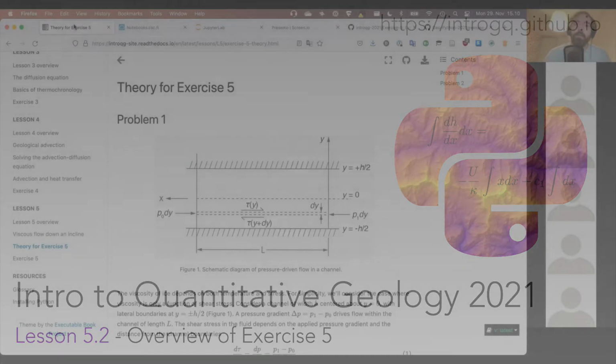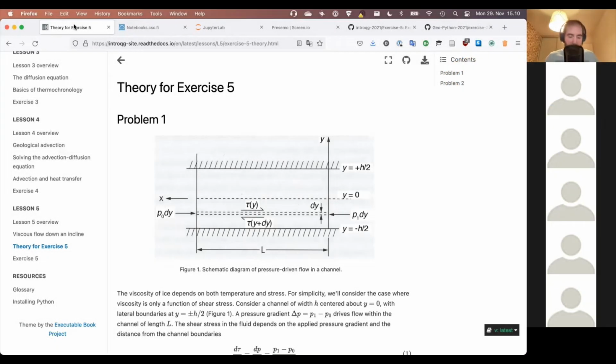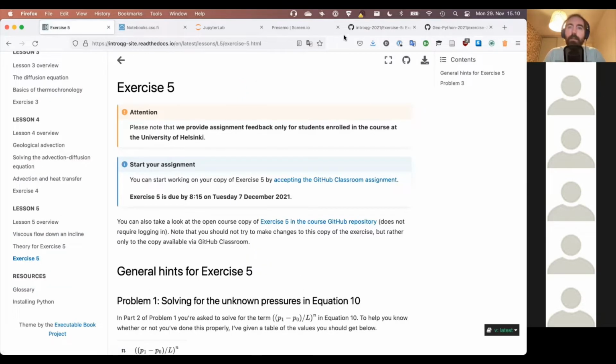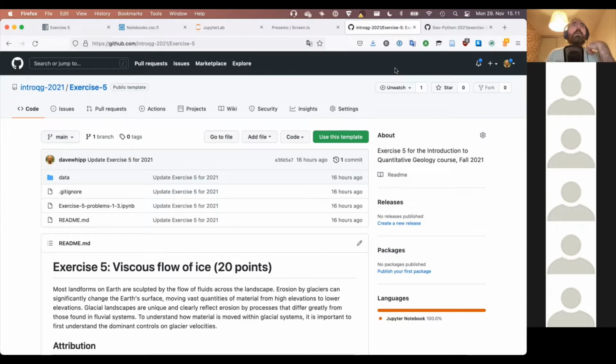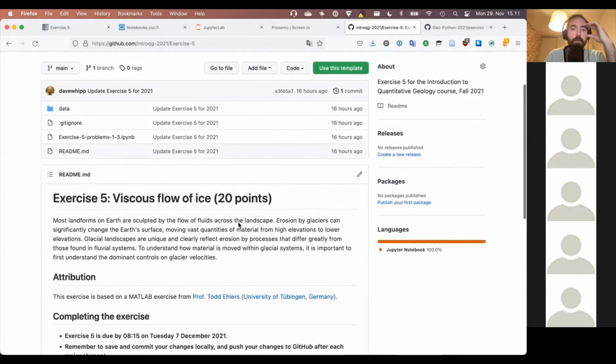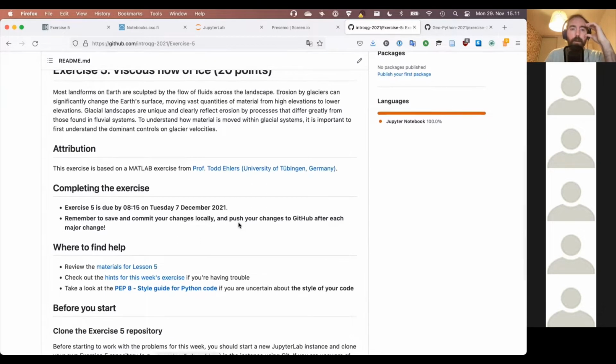Okay, I have 10 after here, and I suppose it's probably good for us to continue, and we can do that by having a look here at exercise number 5. So this is, oh, it's still private. Oops. Yeah, our exercise is about viscous flow of ice. So you can see from the title there.